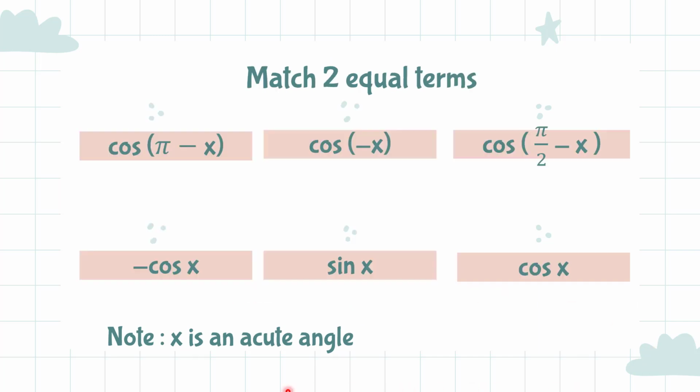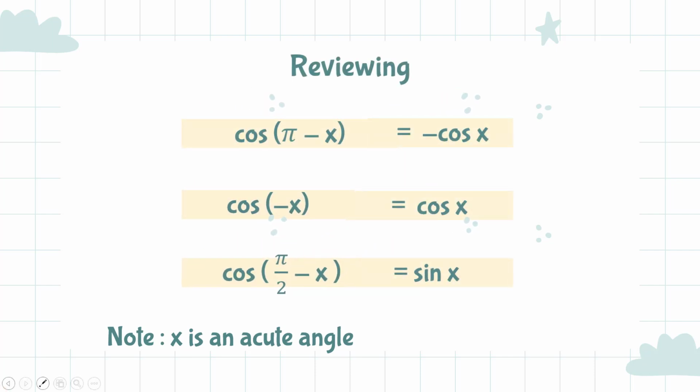Okay, next. Please match again these two equal terms at the top and at the bottom. You can pause in here and let's see the answer later. Okay, so this is the answer for cos(π − x). Since it is in the second quadrant, then it will be −cos x. In here, it is still the same that x is an acute angle. Cos(−x), since it is in the fourth quadrant, then cos is positive. So it is equal to cos x. And for cos(π/2 − x), the same. If it is complementary, then it changes to sine.